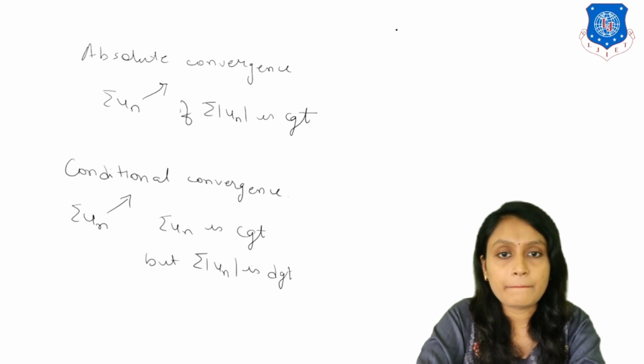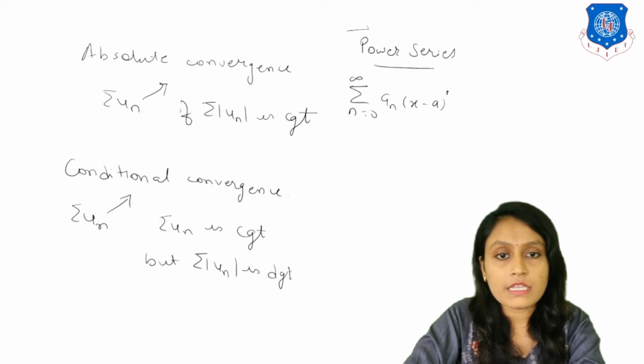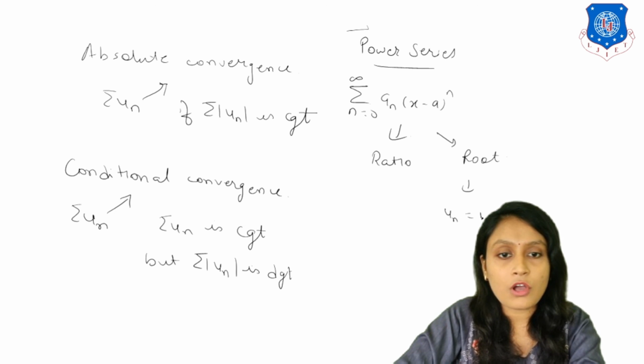Next we studied power series. So here we have summation n from 0 to infinity an (x minus a) raised to n. Okay, so we have to check whether this power series is convergent or not. So for that we will apply mainly two tests, that is ratio or root. Okay, so if we have un of the form vn raised to n, then only apply the root test, otherwise we have to apply the ratio test.